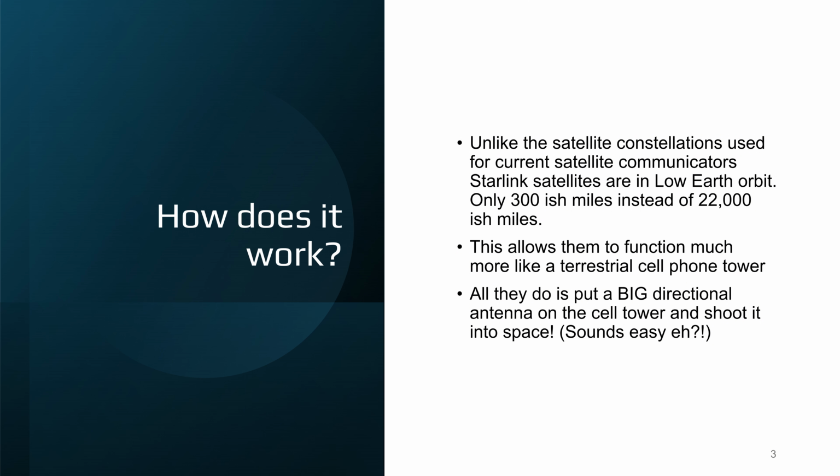But think about the amount of effort it takes, the energy, the antennas, the special equipment it takes to get that signal 22,000 miles versus 300 miles. The 300 miles is a much easier trip to make. So this allows them to function much more like a terrestrial cell phone tower than a traditional communications satellite. Really, the only difference between a traditional cell phone tower is that it's not connected to a concrete pad. It's connected to a satellite. They've just put a big directional antenna on it and shot it into space.